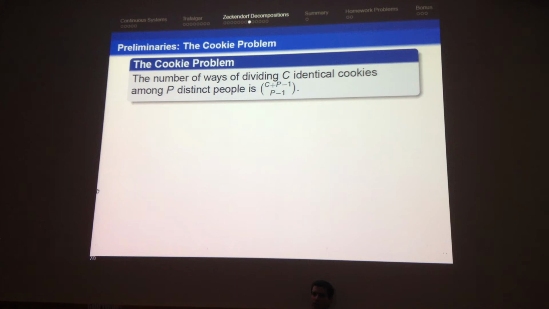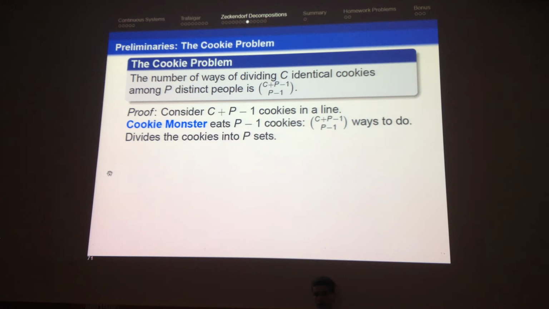And so the whole idea of combinatorics can basically be boiled down to the following sentence. Tell a story where you calculate something two different ways. One way is the way you want and hard. One way is equivalent and easy. So imagine we have C plus P minus 1 cookies in a line. And I'll explain in a minute why we're adding P minus 1 cookies.